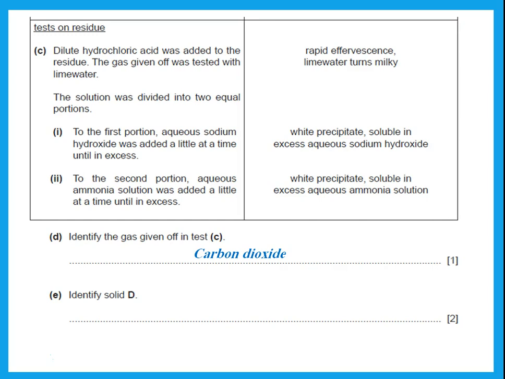Okay, the solution was divided into two equal portions. To the first portion, I added sodium hydroxide. It gives a white precipitate soluble in excess aqueous sodium hydroxide. To the second portion, I added aqueous ammonia. It gave a white precipitate soluble in excess. Now, which one gives a white precipitate soluble in excess with both? Zinc. So that means that I have zinc carbonate.